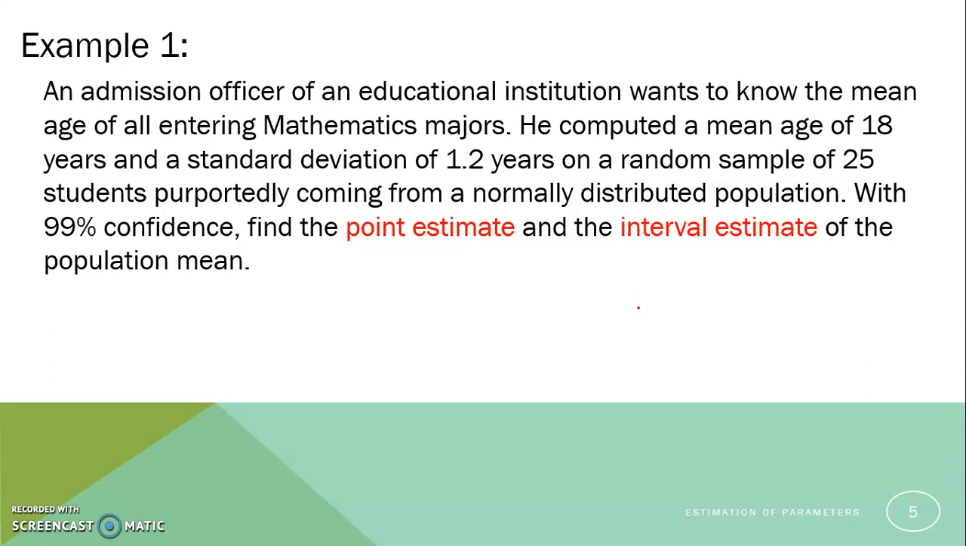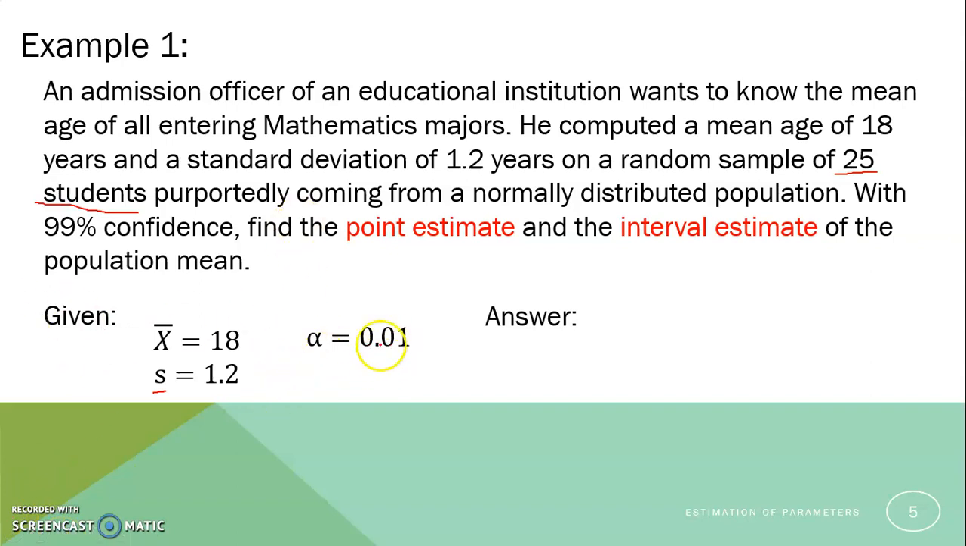So, let us take note of the given. So we have 18, kana siya ang sample mean. Mao man nay average nga edad sa 25 ka students nga iyang gikuhaan as sample. Si 1.2 years is our standard deviation sa sample nga 25. That's why we denote it by S. So wala na laing data. We also have n which is 25. Okay, alpha. Our alpha is 0.01. This is the level of significance. We get 0.01 because 99% man ang atong confidence level.